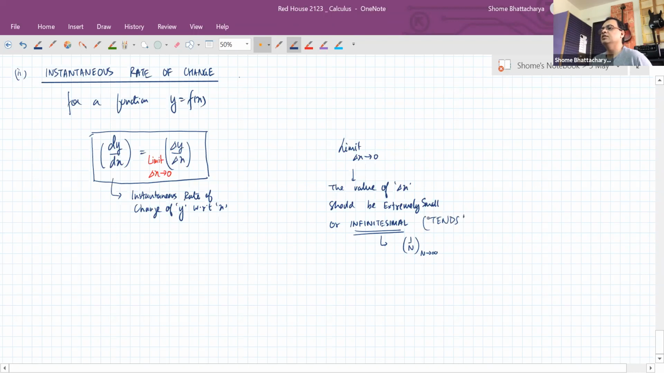We say tends to 0. If it is infinitesimal or extremely small, that means its value tends to 0. It's not equal to 0, but it tends to 0.